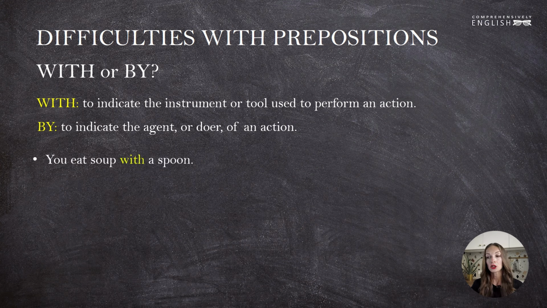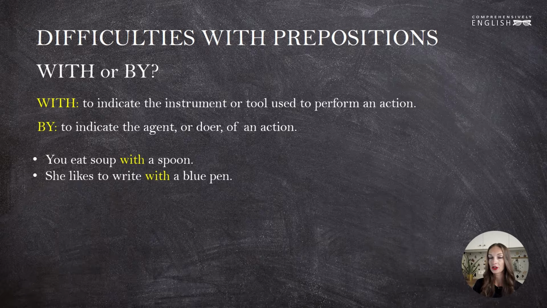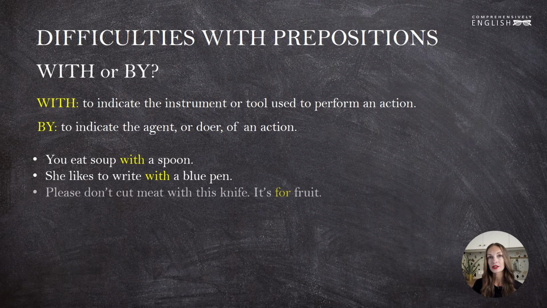We say, you eat soup with a spoon. The preposition with introduces an instrument. She likes to write with a blue pen. Again, a blue pen is an instrument with which the action is performed. Please don't cut meat with this knife. It's for fruit. The same. With introduces the instrument with which the action is performed.